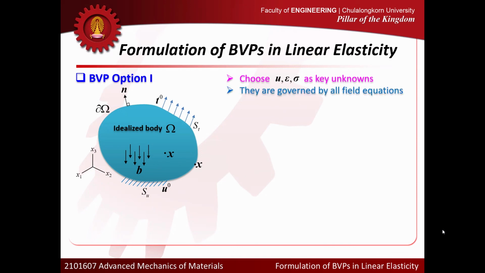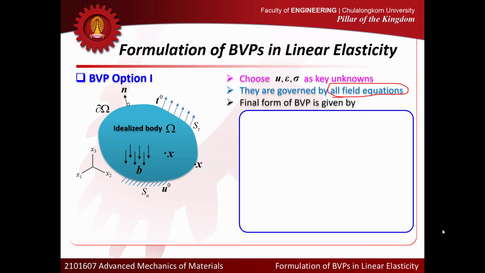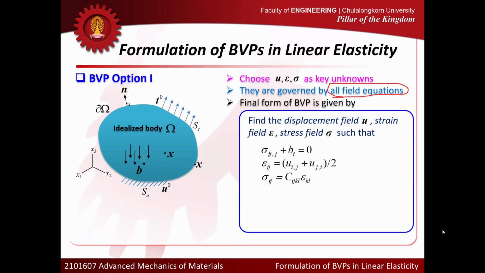Now, you know that all of them here are governed by 15 equations, right? So the field equations that you saw before will be the governing equations for this case, okay? And the final form will be like this, okay? You want to find the displacement field u, strain field epsilon, and stress field sigma, such that they satisfy all field equations here. Satisfy sigma ij, comma j plus bi equal to zero, epsilon ij equal to 1/2 of ui, comma j plus uj, comma i, and sigma ij equal to Cijkl epsilon kl, like this.